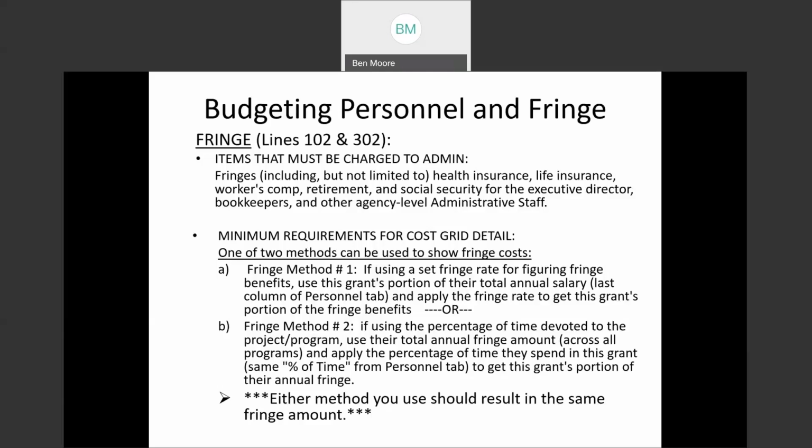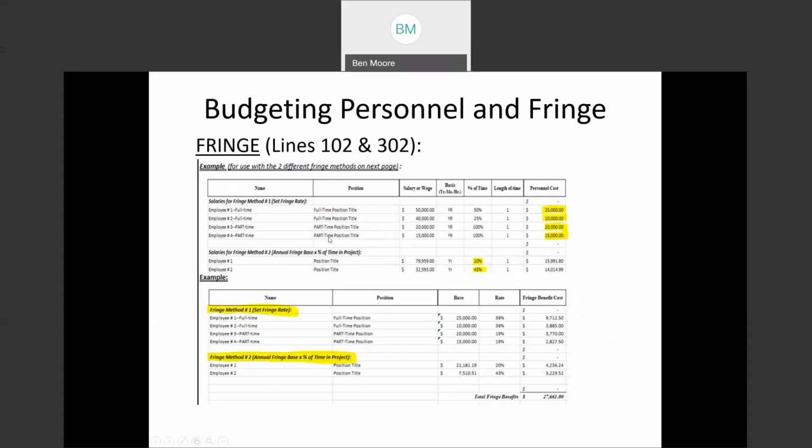The minimum requirements for the cost grid for fringe are that there are really two methods that you can calculate the fringe. The first method is if you use a set fringe rate for figuring fringe benefits, you would use that grant's portion of their total annual salary, which is the last column on the personnel tab. You would carry that down, and then you would apply the standard fringe rate to get this grant's portion of the fringe. And here's an example of how that would work.